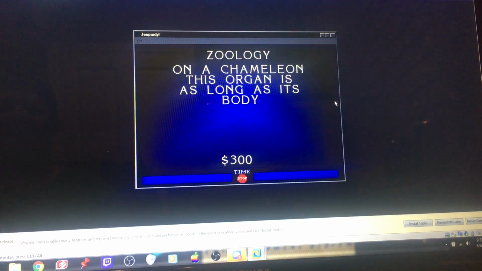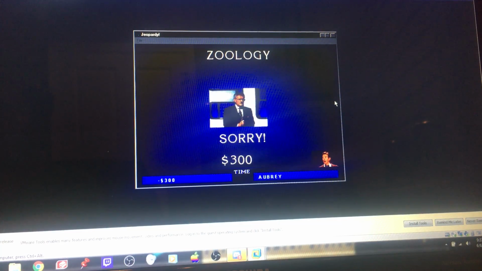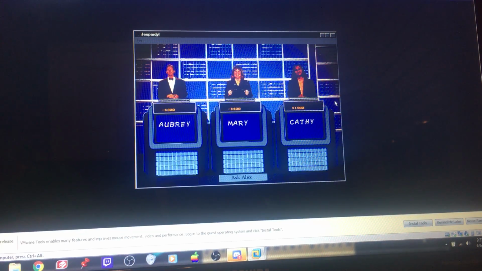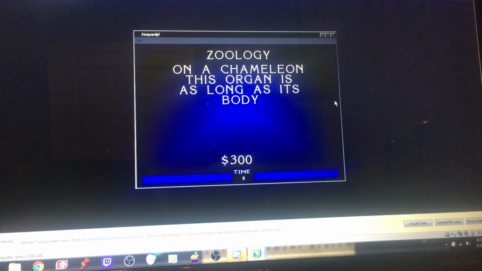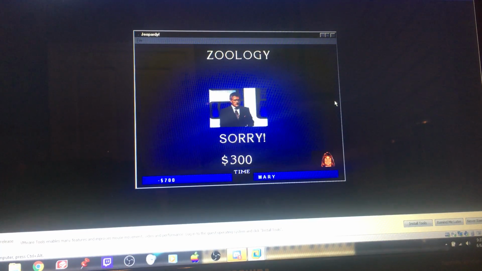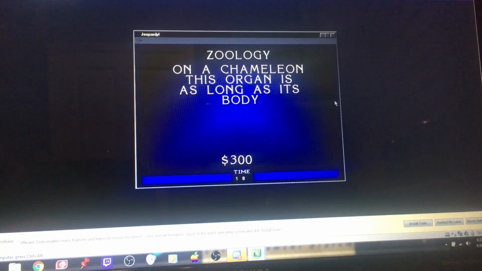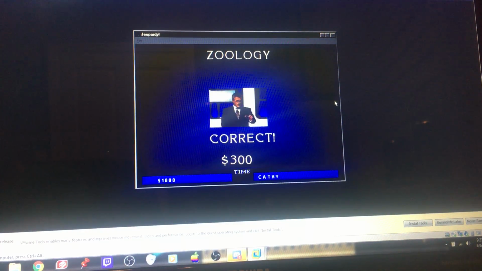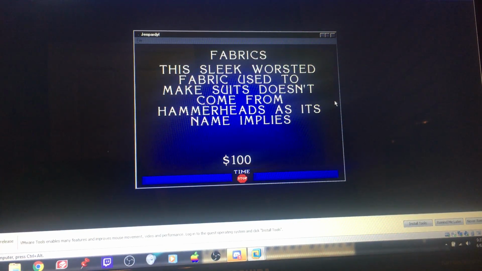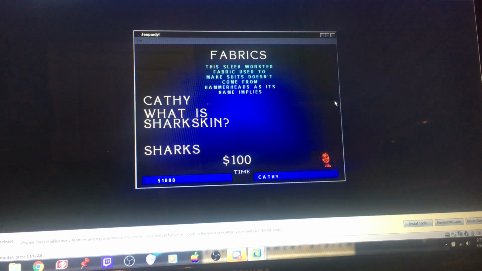Zoology 300. On a chameleon, this organ is as long as its body. What is the heart? Gosh, that's wrong. Son of a biscuit. No, that's not right. Anyone else? You got it. This sleek worsted fabric used to make suits doesn't come from hammerheads, as its name implies. Oh, shark skin. You got it.